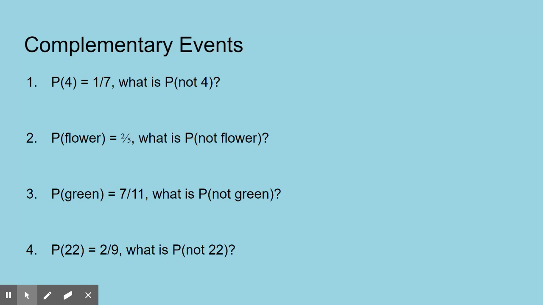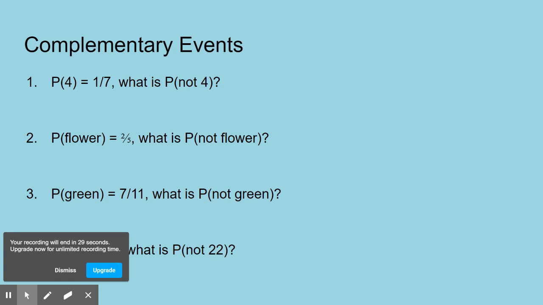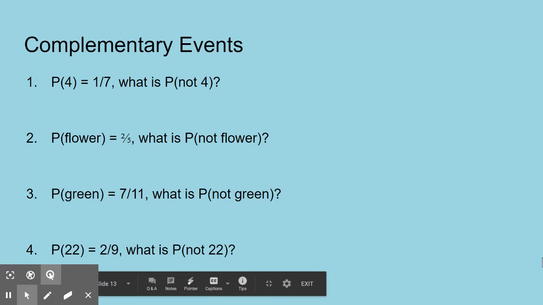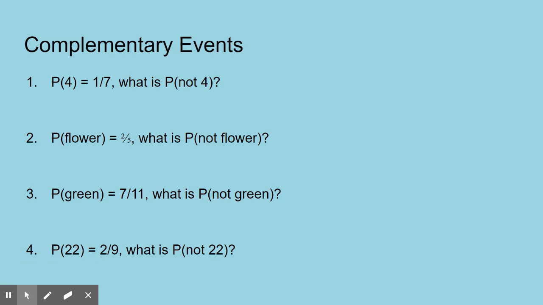All right, we have some more examples here. So we have probability of 4. We want to know its complement, the probability that it's not 4. Since the probability of 4 is 1 over 7, we're going to subtract from 7 over 7. 7 over 7 subtract 1 over 7 is 6/7. The second one, we have 2 over 5. 5 minus 2 is 3, so that's going to be 3/5. For number 3, the probability that it's not green, we have 7 over 11. 11 subtract 7 is 4, so that's going to be 4/11. And for this last example, the probability that it's not 2, 9 subtract 2 is 7, so it's going to be 7/9.